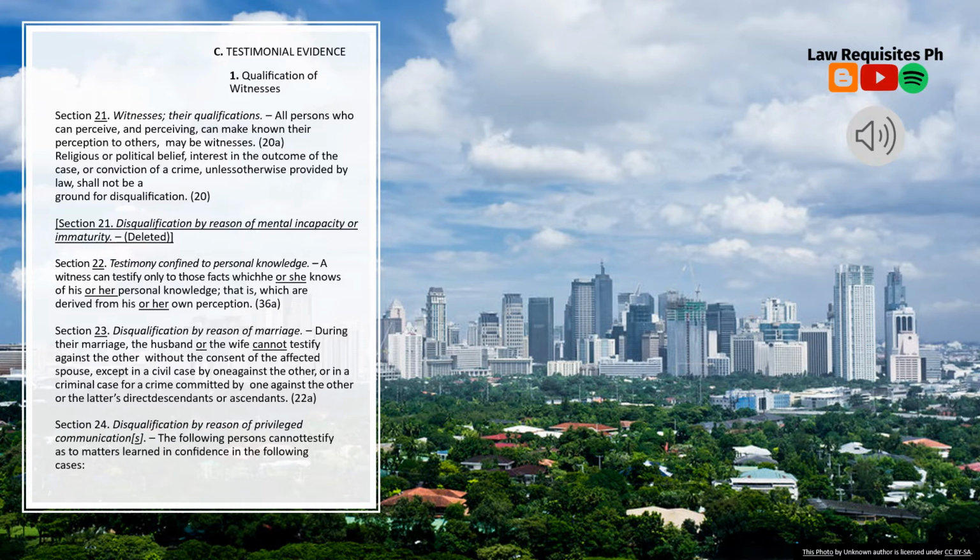Section 23. Disqualification by reason of marriage. During their marriage, the husband or the wife cannot testify against the other without the consent of the affected spouse, except in a civil case by one against the other, or in a criminal case for a crime committed by one against the other or the latter's direct descendants or ascendants.